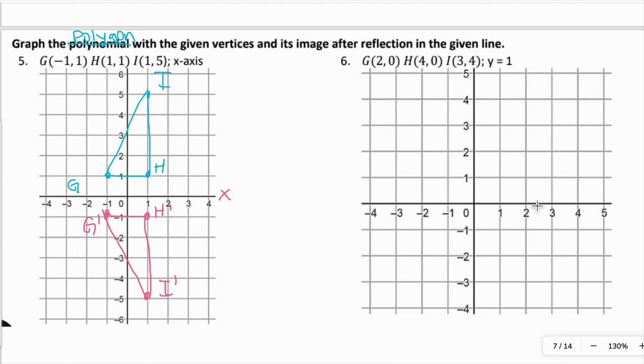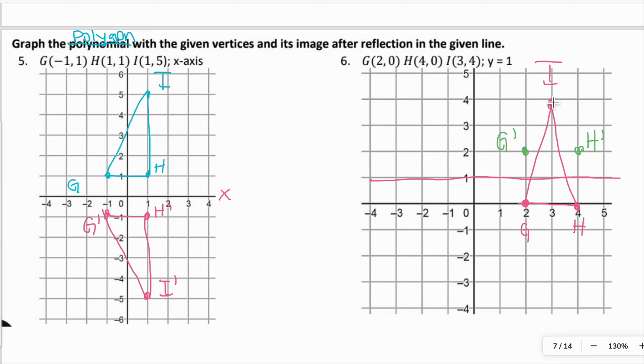Number 6, we got 2, comma 0, 4, comma 0, 3, comma 4. So this is G and H and I. And this time we're reflecting across y is equal to 1. So, because our shape is over the line of reflection, that means my reflection will be over itself. So G is one step away from the line of reflection, so it'll be G prime on the other side of that. Same thing with H prime.